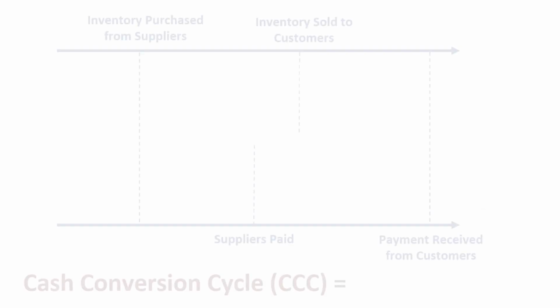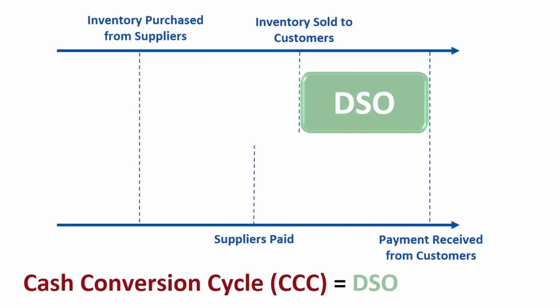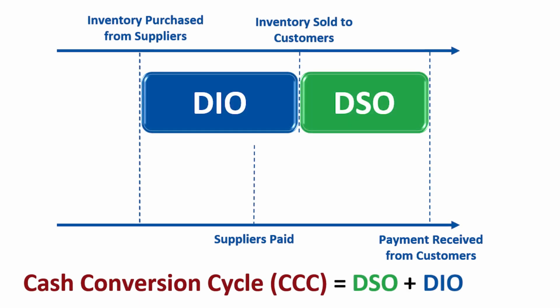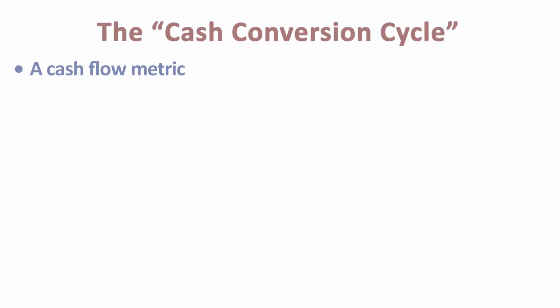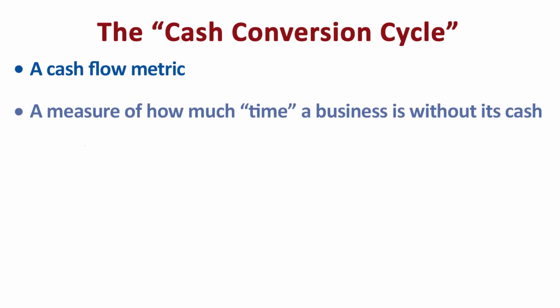The cash conversion cycle is calculated by adding together the days sales outstanding to the days inventory outstanding and subtracting the days payable outstanding. These terms can sound a little intimidating, so let's first have a look at what it means conceptually.